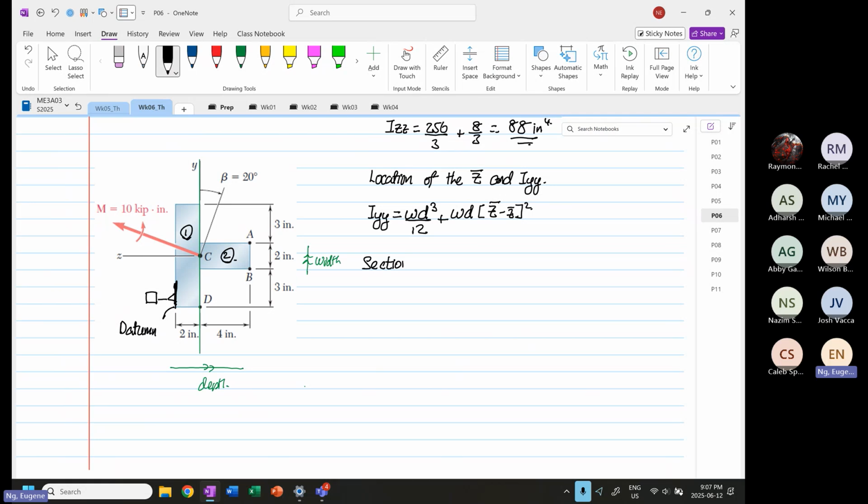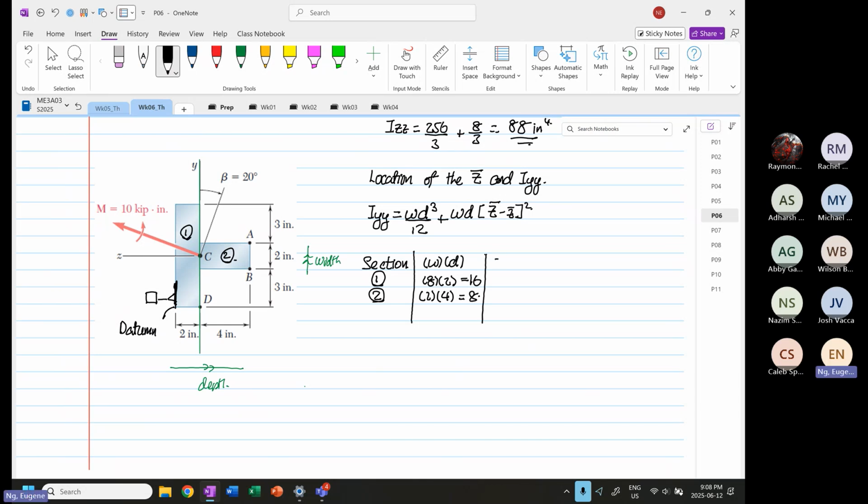We did this before, right? Section 1 and then section 2. From here, we have our width multiplied by depth. For section 1, the width is 8, the depth is 2, and this is equal to 16. For section 2, the width is 2, the depth is 4, and this is equal to 8. Let me check. The width is 2 and the depth is 4 for section 2. Okay, that's correct.